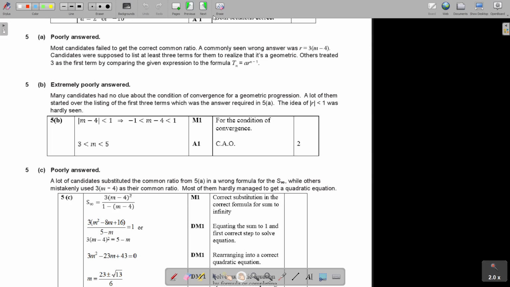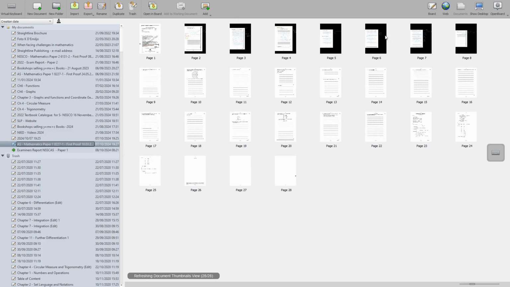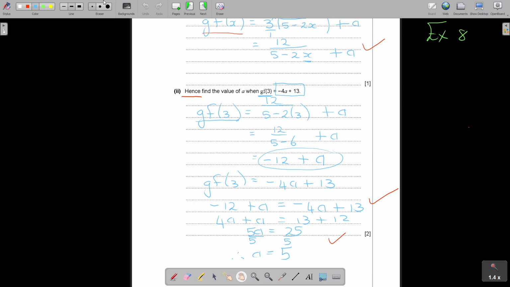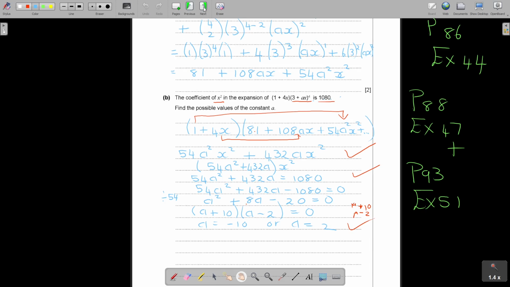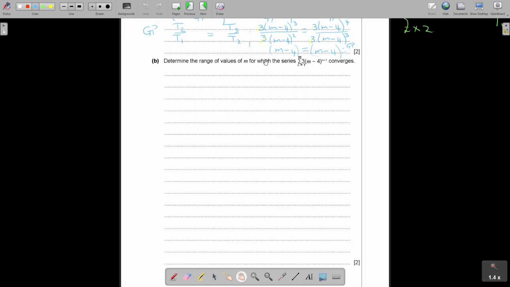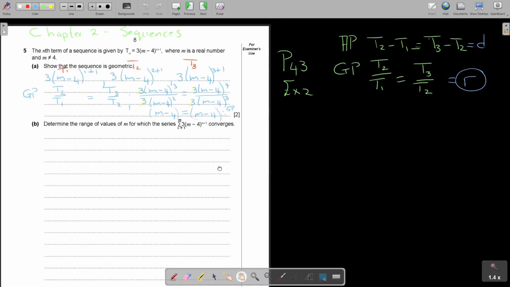Okay, so just remember, let's go back to the question paper. Just remember that to prove for a GP, you can use this statement. And don't forget that that value is R now.